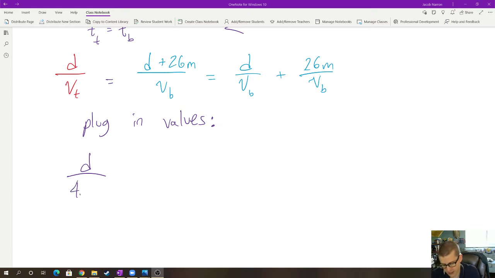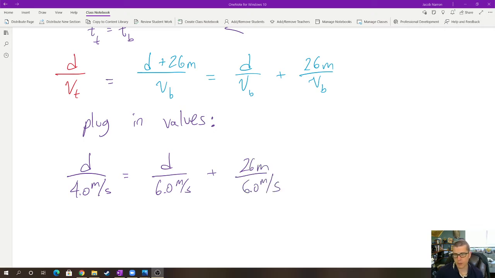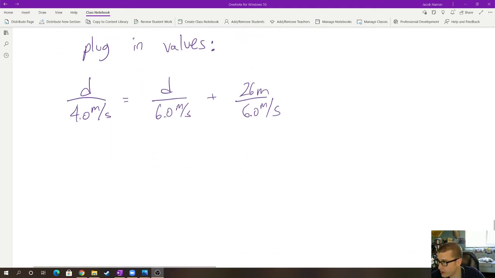Let's give OneNote a second to catch up to me. Still going to have distance d on the right side, but now it's over the velocity of the bear, which is 6.0 meters per second. And this is going to be plus 26 meters over 6.0 meters per second. So again, I'm just plugging in all the numbers that I can. I always recommend you do as much algebra as you can with just the letters, with variables, and then plug in numbers when you absolutely have to. At this point, we have to.